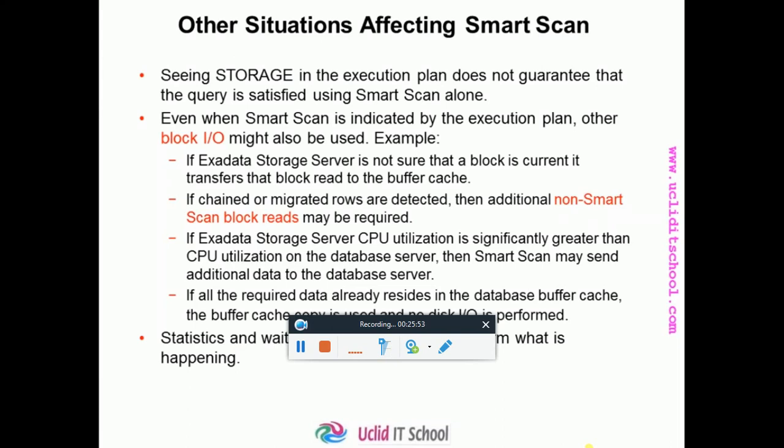Then if chained rows or migrated rows are detected, again Smart Scan will not be performed on that block. Instead, the entire block will be sent to the database server. Another interesting, intelligent feature is, if Exadata storage server CPU utilization is significantly greater than the CPU utilization on the database server, then Smart Scan will not be performed on the blocks. Instead, the entire block will be transmitted to the database server, and the database server has to filter the blocks.